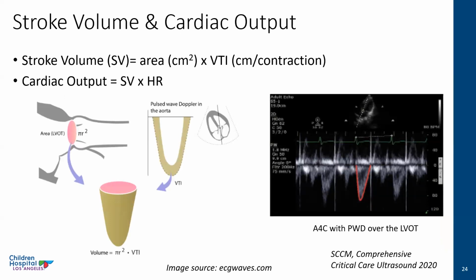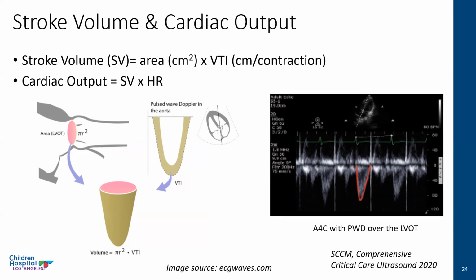So then stroke volume can be calculated by this VTI times your area across the valve orifice. And then cardiac output can be determined by stroke volume times the heart rate. And I would say that this is not actually a standard calculation that I've seen commonly done in pediatric echo, but I do know that adult cardiac POCUS uses this a lot.